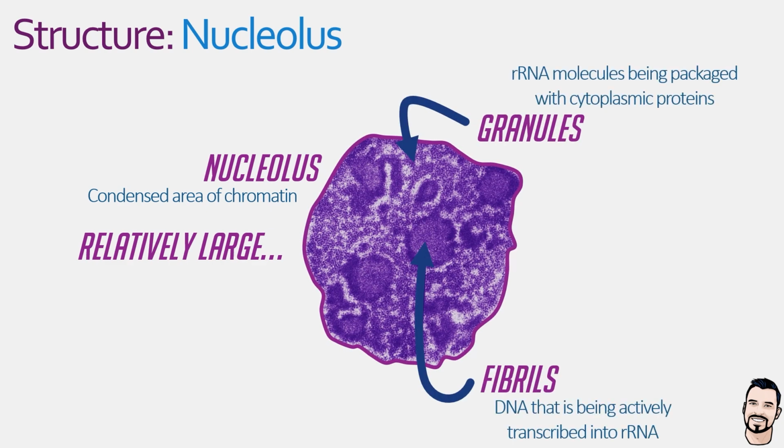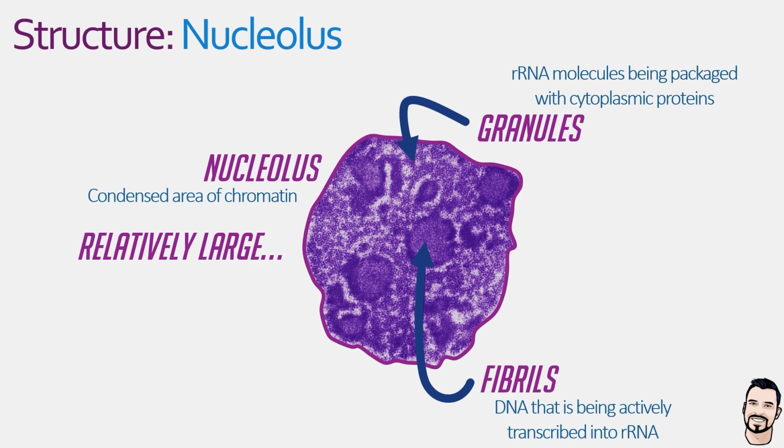If we look at this microscopic image, the fibrillar regions appear as strands of DNA that are actively being transcribed into ribosomal RNA. The granular regions, on the other hand, represent the next step in that process, where ribosomal RNA molecules are being packaged together with cytoplasmic proteins to form the building blocks of ribosomes.